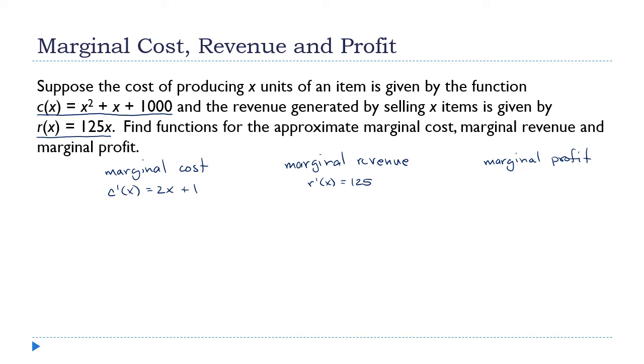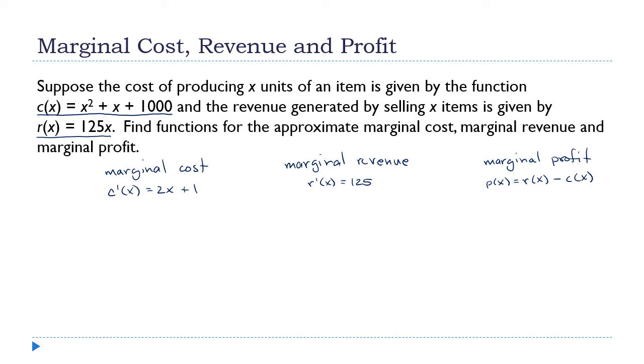And finally, the profit. Okay, here we're going to have to work a little bit. How do you determine the profit? Well, the profit is your revenue minus your costs. Now, you could put 125x in here for the revenue and x squared plus x plus 1,000 for the cost, and find an actual function for the profit, but I wasn't asked that.